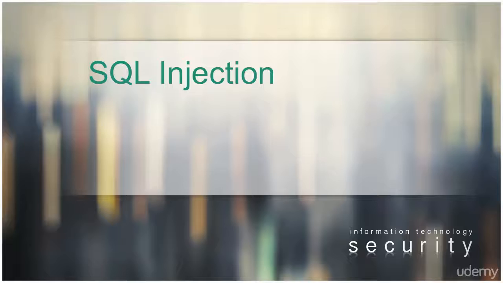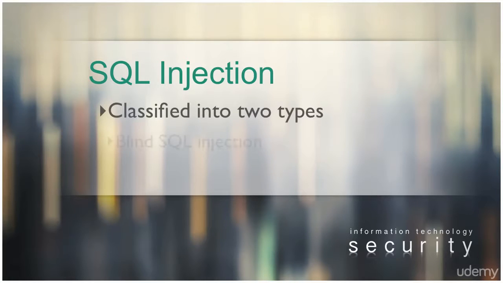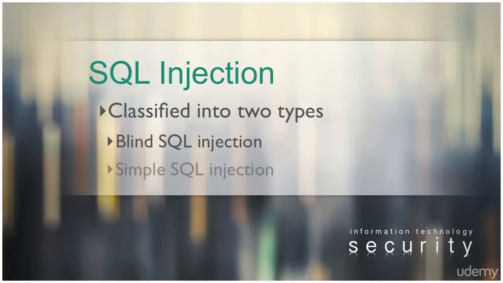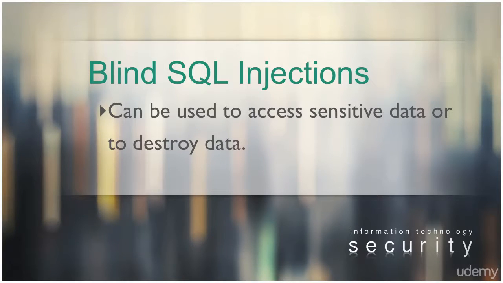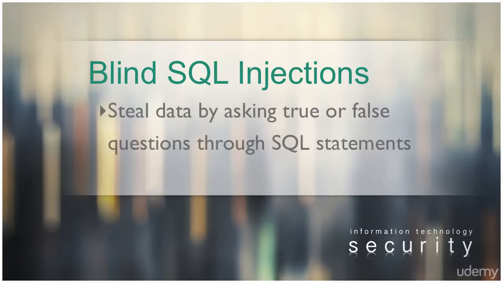SQL injection can be classified into two types. One is blind SQL injection and the other is simple SQL injection. Wherever there is a web application vulnerability, blind SQL injection can be used either to access the sensitive data or to destroy the data. The attacker can steal the data by asking a series of true or false questions through SQL statements. All right, and a simple SQL injection script builds a SQL query by concatenating hard-coded strings together with a string entered by the user.